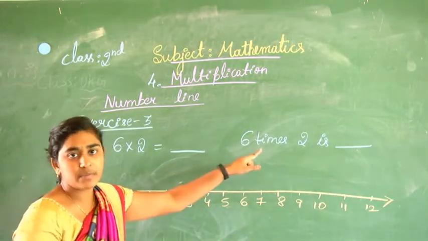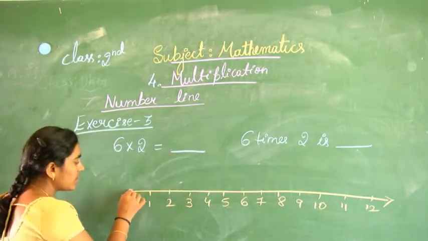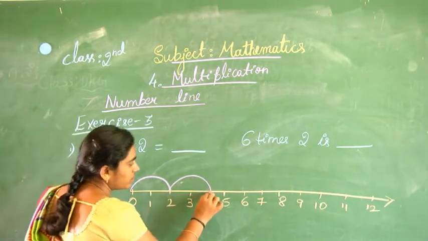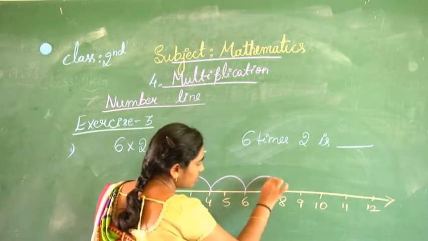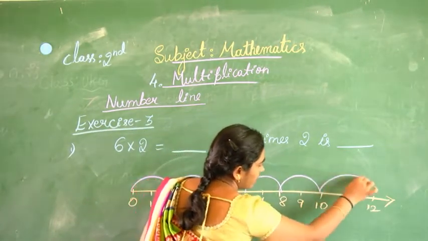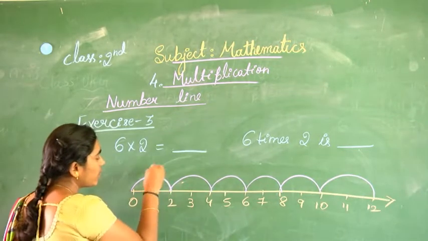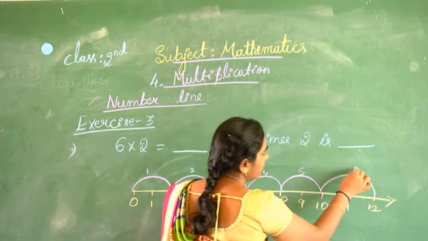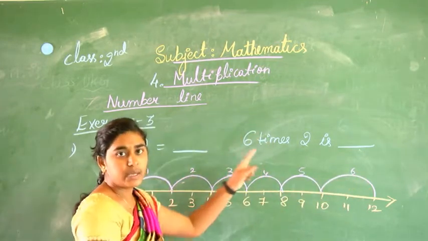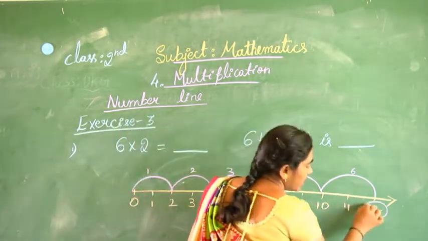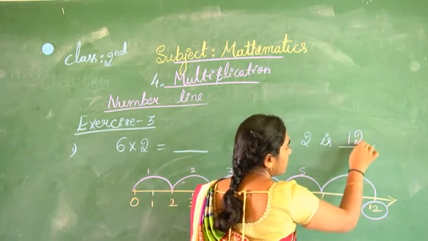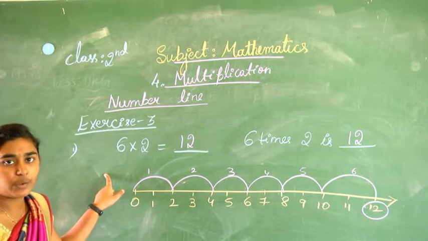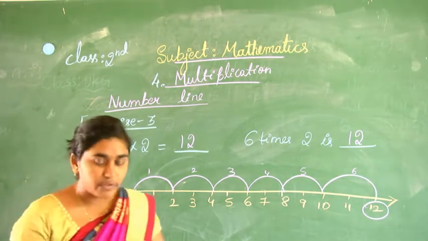Now 6 times we need to jump 2 numbers. First number 2, again 2, plus 2, 2, and 2. Let's count. This is 1, 2, 3, 4, 5, 6. 6 times have jumped by the number 2, and finally we are stopping at number 12. So 6 2s is 12, right? Like this you need to do. The remaining 2 questions I leave for you to solve.